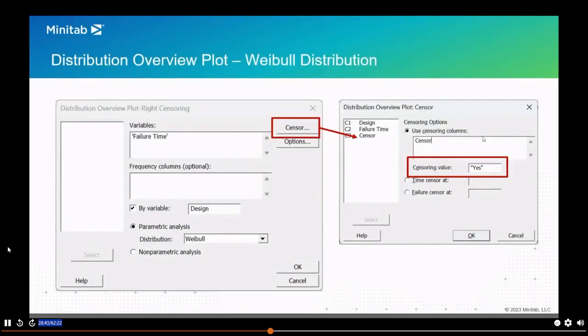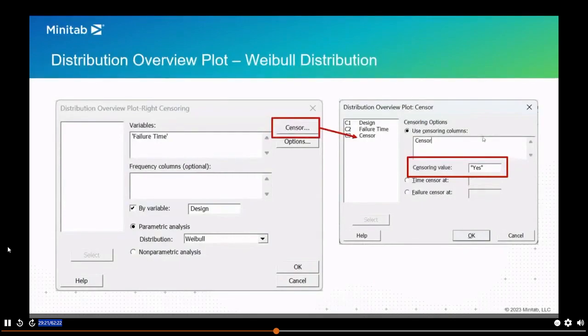The one thing that I will warn you about in Minitab, when you put in a text column for censoring, and that's what we have, Yes and No has text in it. We do have to put the censoring value in double quotes. So it'll be double quote, the word Yes with the capital Y, just like it is in my worksheet, and double quote. That's one little thing that's a little bit awkward, but once you know about it, not so bad, right? You have to put the censoring value in double quotes if you're using text values. If you're just using zeros and ones, you don't need the double quotes.